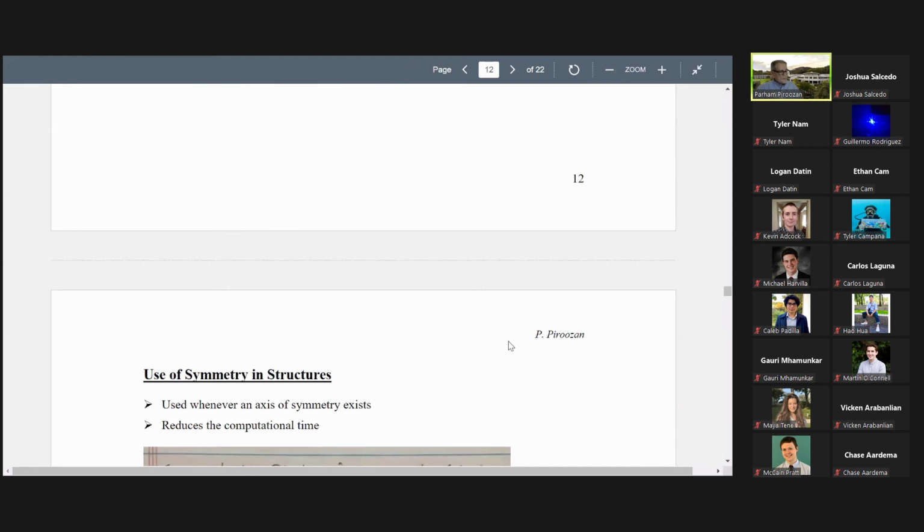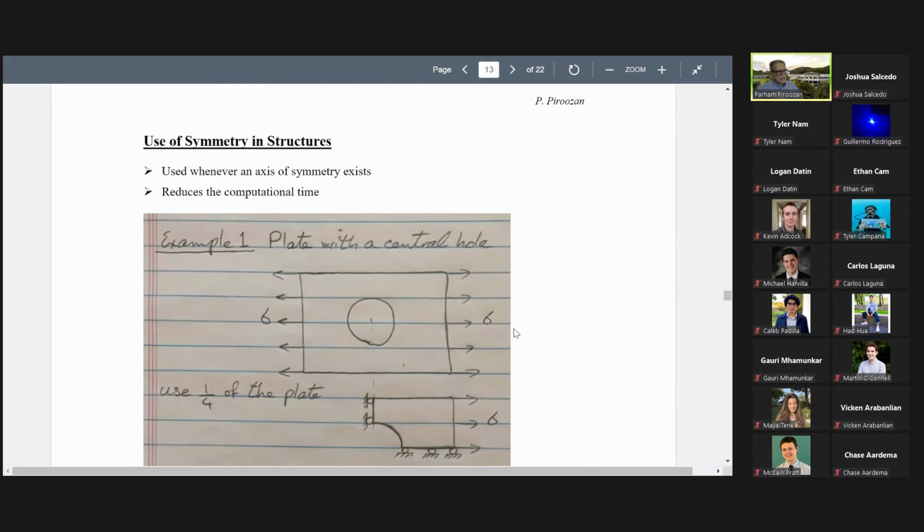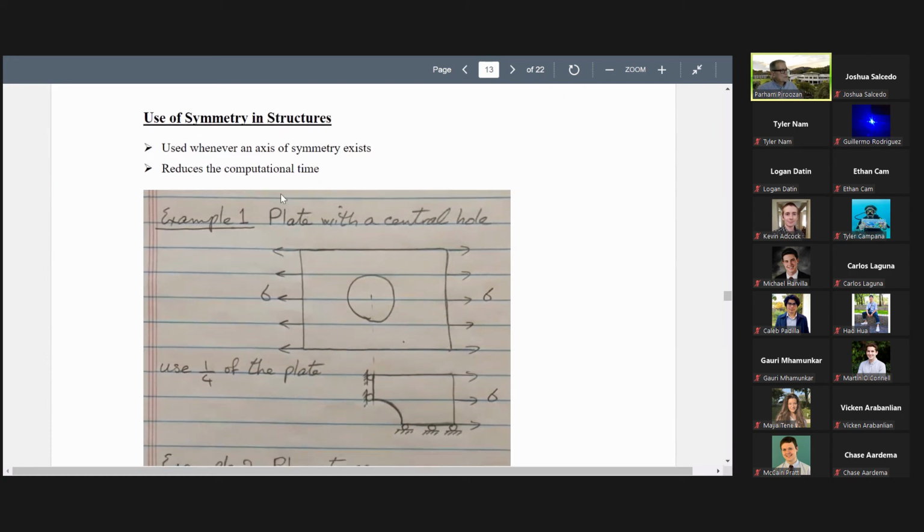All right, now we have time. Let's move on a little. We talked about trusses, so we don't need any discussions on that one. Let's now move on to talk about symmetry.